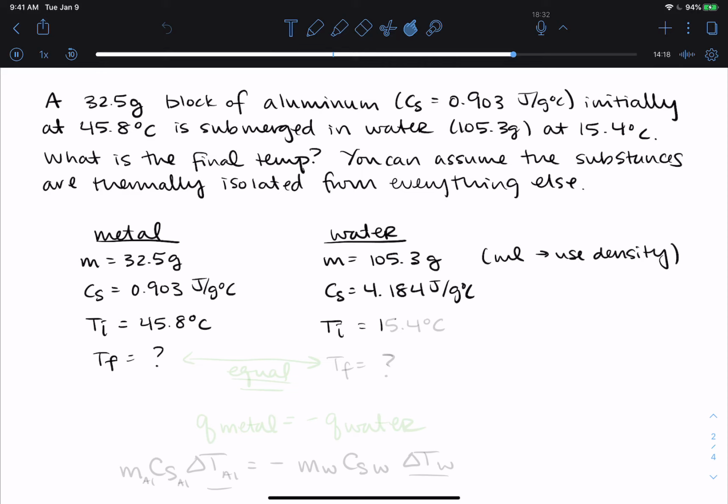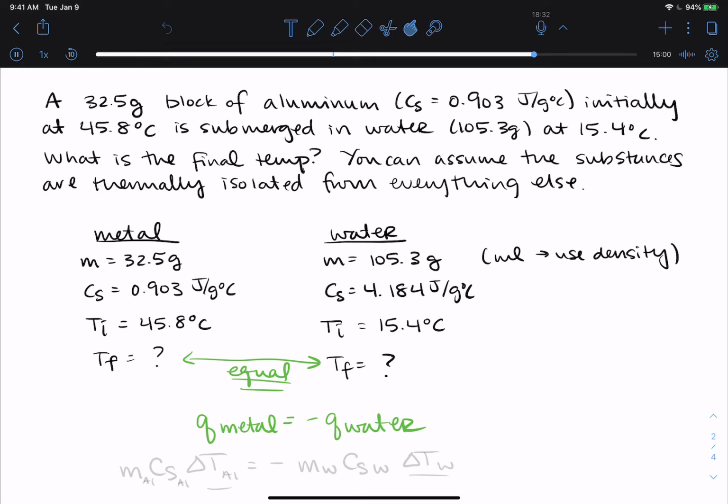The initial temperature is 15.4 degrees Celsius, and the final temperature of the water is unknown, but one of the key things that lets us solve this is that these are equal. So the final temperature on each side of our equation will be the same variable. So we just need one equation. We are only going to have one unknown. And that, combined with knowing that the heat of the metal is going to be equal to the opposite of the heat of the water, is everything that we need to set up this problem and solve it.